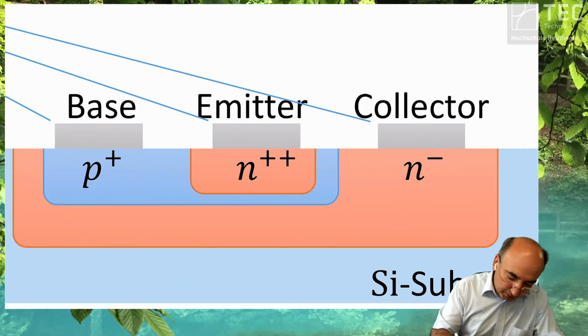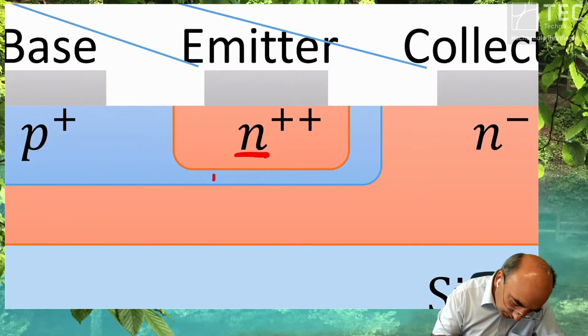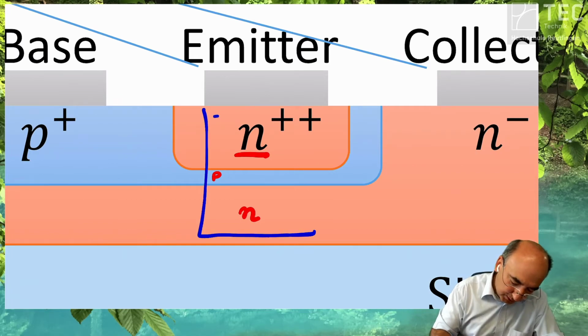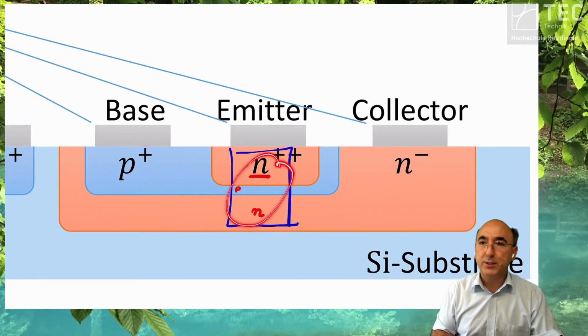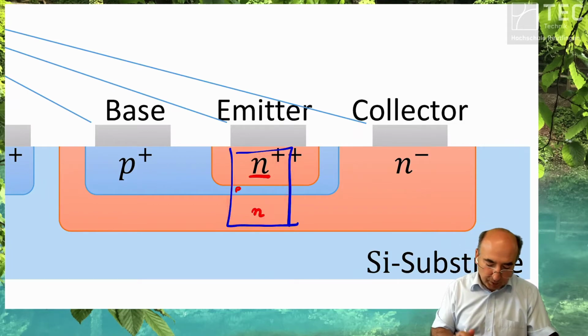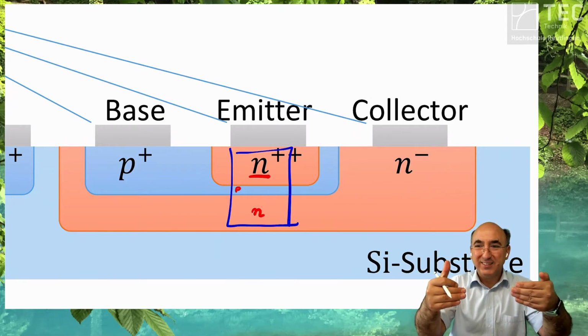We have now an NPN transistor. This NPN transistor is this area. So here we are sitting in, if we talk about a transistor. But to have an operational transistor, you have to operate it. You have to contact it.